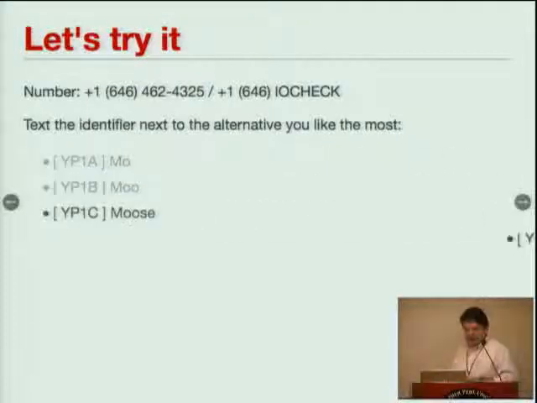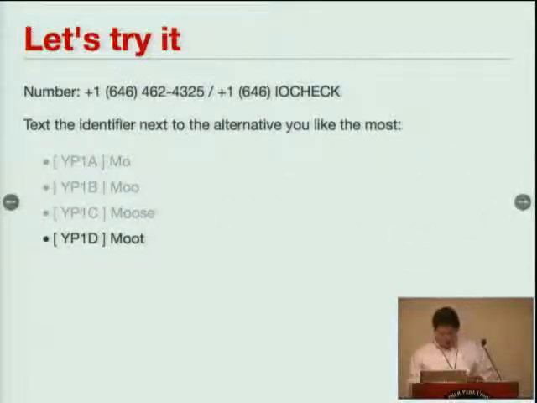Okay, so if you want to give it a shot, we have a question consisting of 4 alternatives. The identifier, I don't know if this is going to work. I only tried it with Google Voice this morning, so it may not work. But if you have an unlimited text plan, if it's not going to cost you anything, or if you're on Google Voice, the identifier YP1A, YP1B, YP1C should be the only thing in the message. And just text the one you like the most: Mo, Moo, Moose, or Moot. And we'll see if we get anything back.